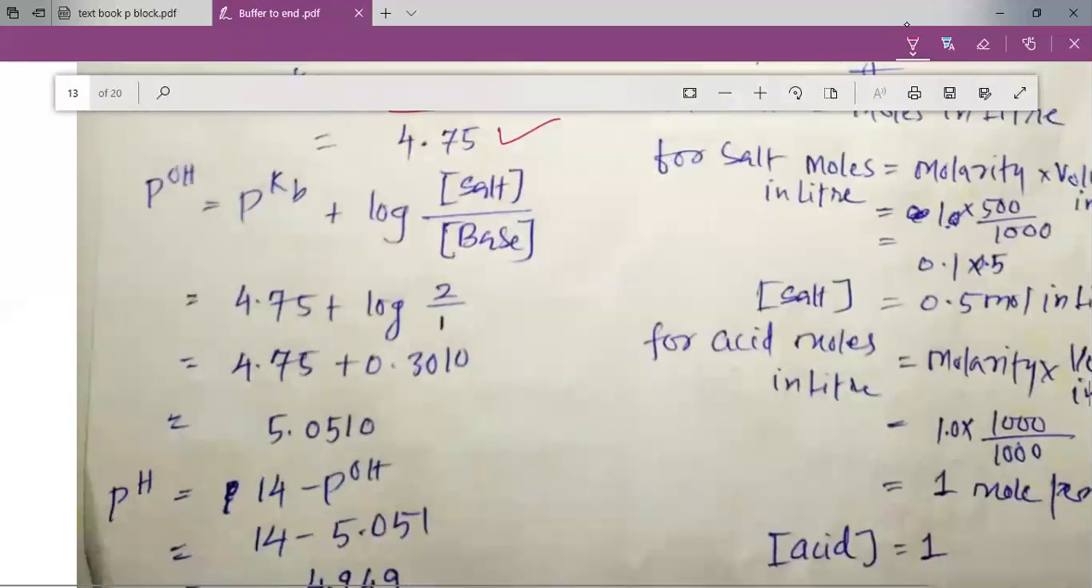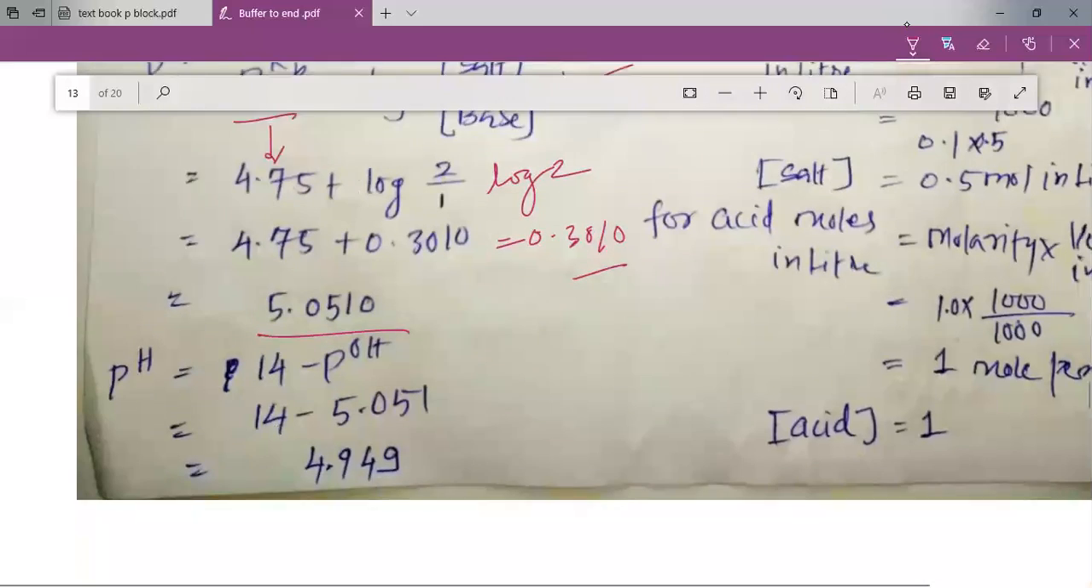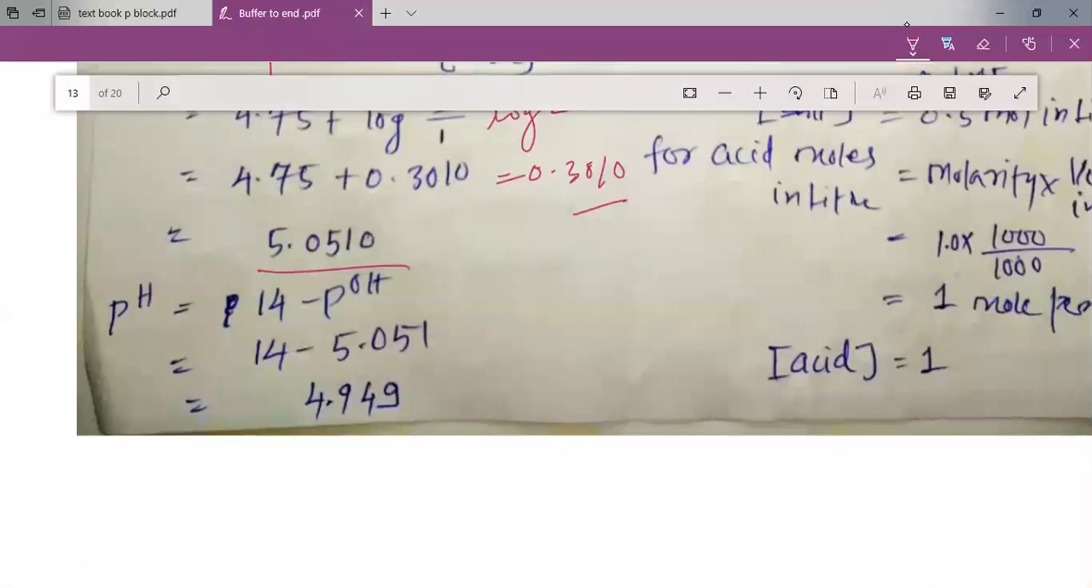Now, please look at this equation. This is known as the Henderson-Hasselbalch equation. So, pOH is equal to pKb plus log of salt divided by base. We can put the value of pKb 4.75, and the concentration of salt is 2 mole per liter, concentration of base is 1 mole per liter. Log of 2 divided by 1 is equal to log of 2, my dear students, and log of 2 is equal to 0.3010. Thus we have 4.75 plus 0.3010, and we finally get the answer 5.0510.